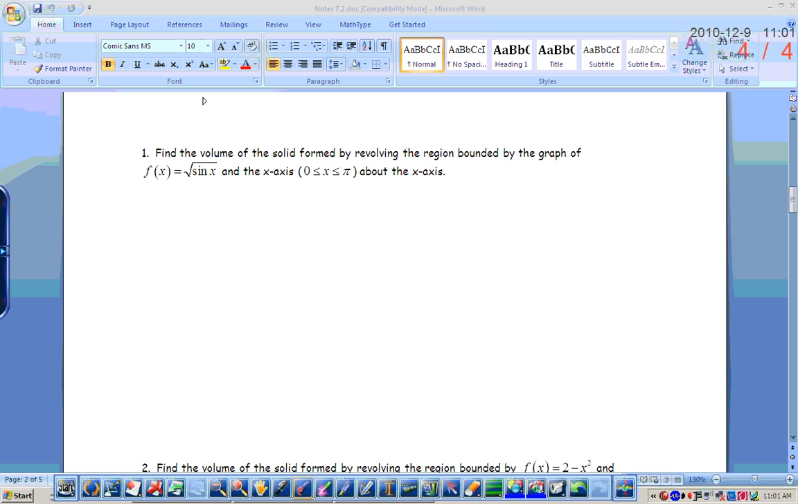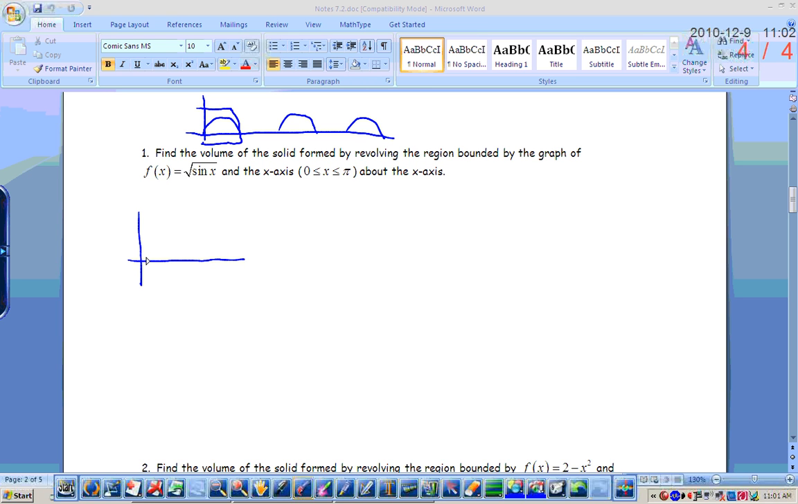Well, if you were to graph this on your calculator, the square root of sine x is going to look like this. Forever and ever and ever. But we just want the area that's bounded by that graph, the x-axis, and between 0 and pi. And the easiest thing to do is on your calculator, set your window between 0 and pi. And when you do that, that's where your window is right there.